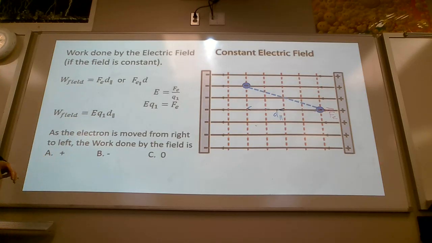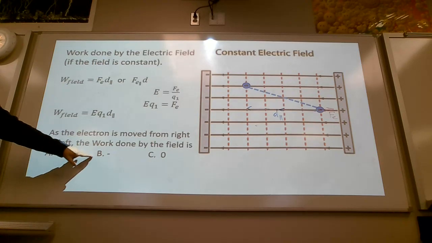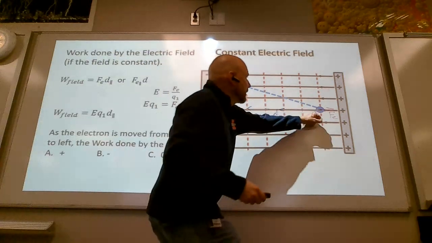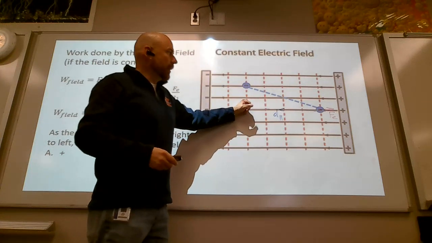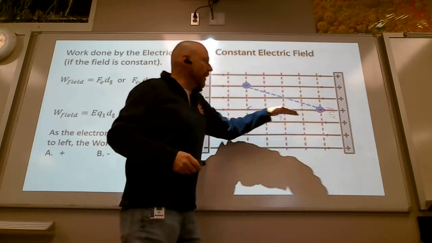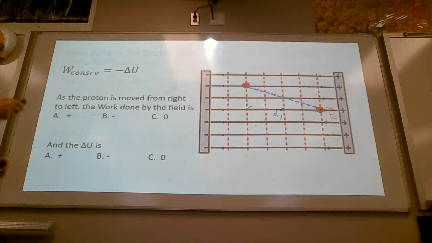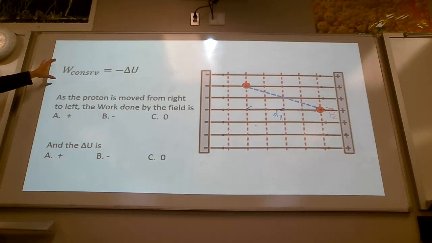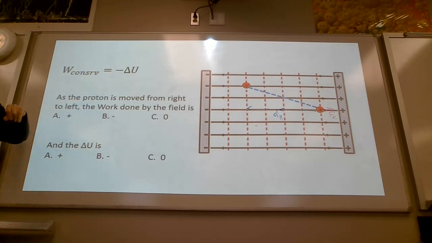In this scenario, go ahead and look at this question, pause the video. The correct answer is it's doing negative work. As it goes from right to left, it's not wanting to do that. The electric force is going that way, in the opposite direction of the motion. So here, the work done by a conservative force equals the negative change in potential energy.